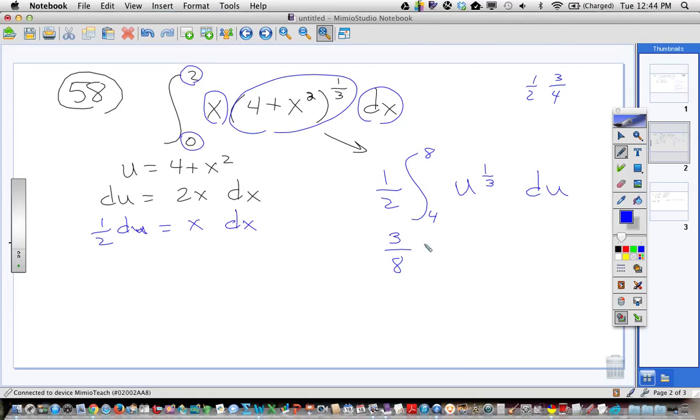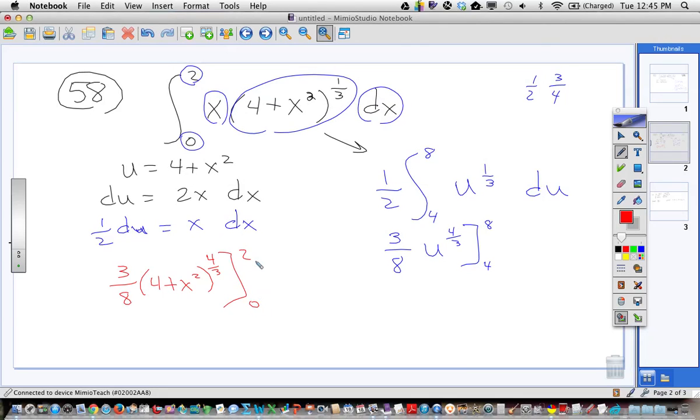So I have 3/8 u to the 4/3, and then I can put in my 8 and put in my 4. Now, I don't have to. I could do what Brenda said. I could have, let's do that in red over here, gone back to my x's, which was 4 plus x squared. So I could have had 3/8 (4 plus x squared) to the 4/3 and done that from 0 to 2.